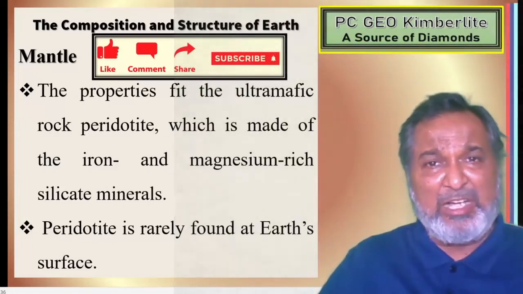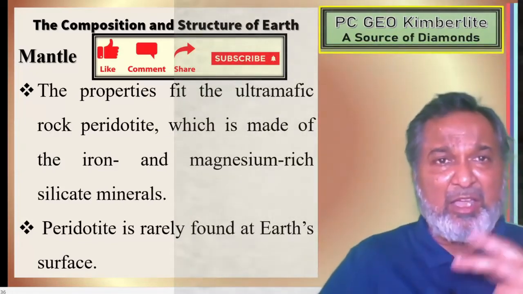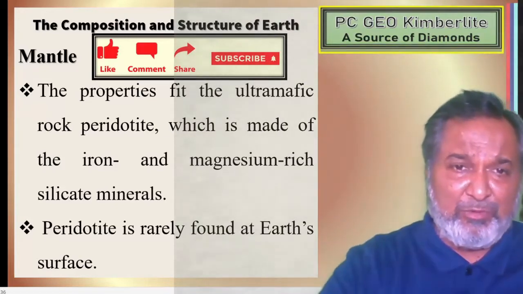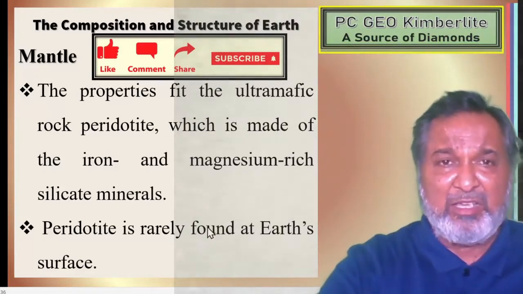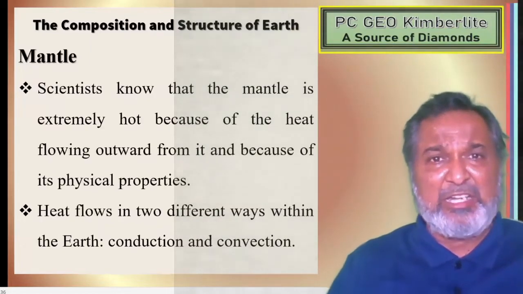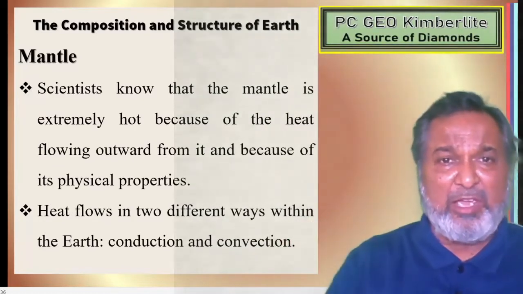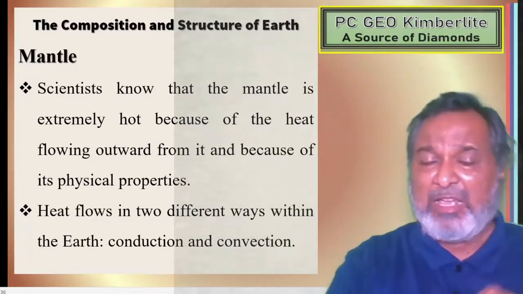Peridotite is mainly composed of iron and magnesium-rich silicate minerals, and peridotite is rarely found at the surface of the earth. Scientists know that the mantle is extremely hot, with heat flowing in a particular cycle.